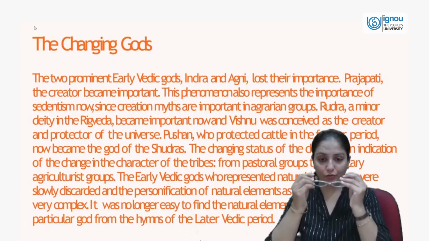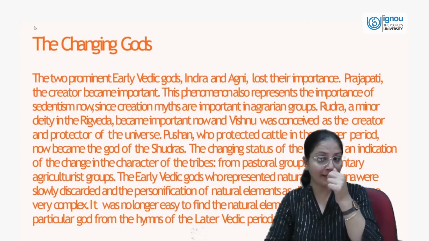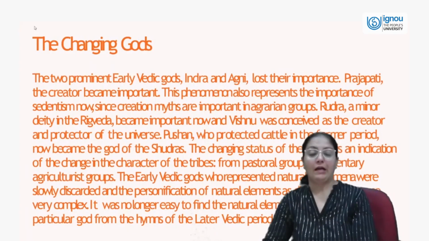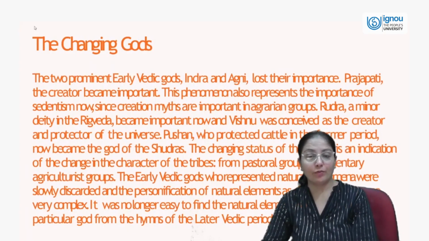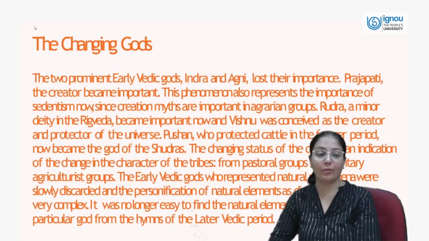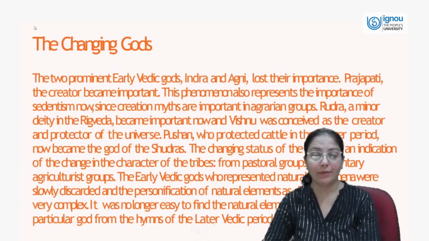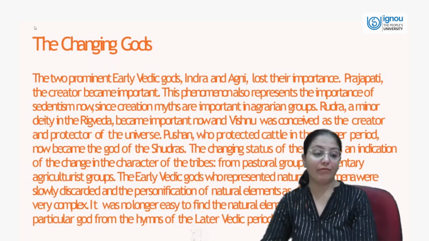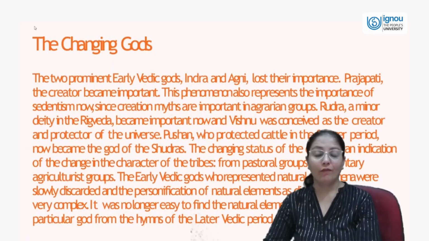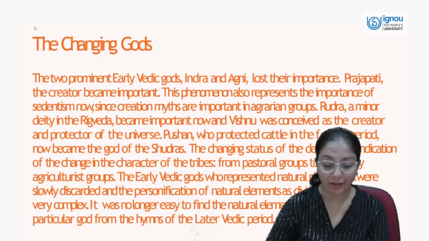Now he became the god of Shudras. The changing status of deities is an indication of change in the character of the rituals. As the tribes moved from pastoral groups to sedentary agricultural groups, the early Vedic gods who represented natural phenomena were slowly discarded, and the personification of natural elements or divine beings became very complex. It was no longer easy to find the natural element which represented a particular god from the hymns of the later period.